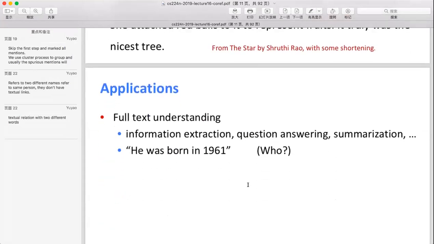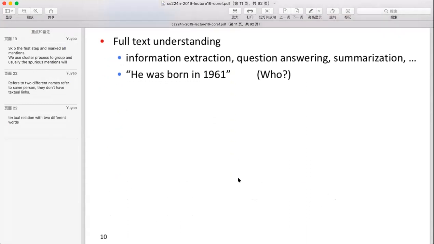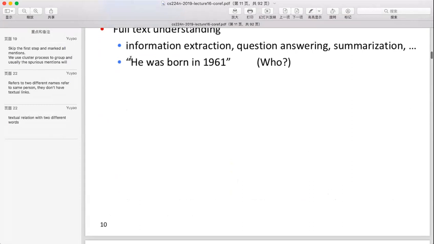So here are some applications. For example, we have a full-text book and we need to find the information, such as a summarization of this paragraph. Then we need to find out what he, she, they, or it mean, and what the reference is. For example, he was born in 1961. What does he mean here? We need to find out, and we'll explain later how we find out what he means here.